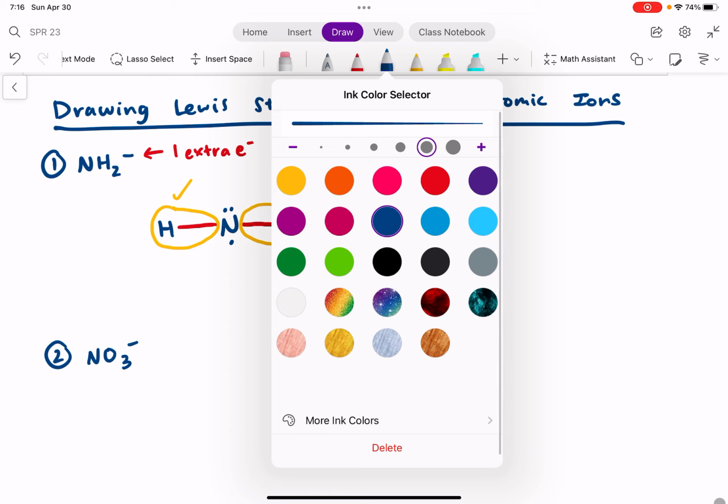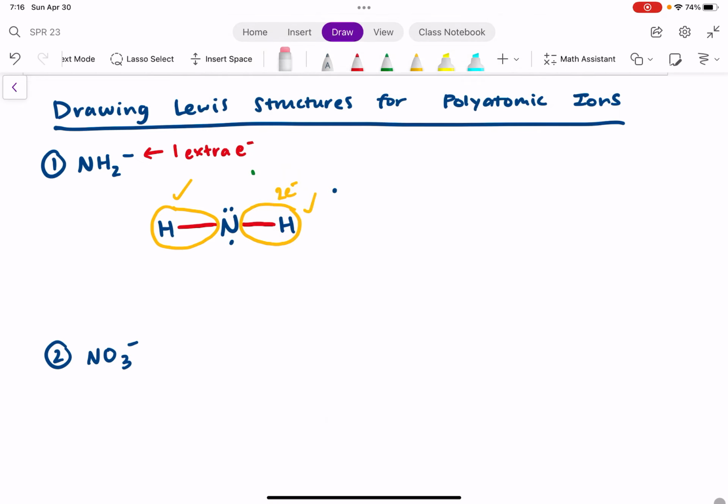Let's choose green for that. What about our nitrogen? We have those 2, those 2, and those 2. So that's 2 here, 2 here, 2 here, for a total of 6. And then we have this lonely electron for a total of 7 around that nitrogen. So as it's written right now, that nitrogen is not happy. It does not have a full octet. And remember, it wants a full octet. It wants to be like neon, which has 8 valence electrons.